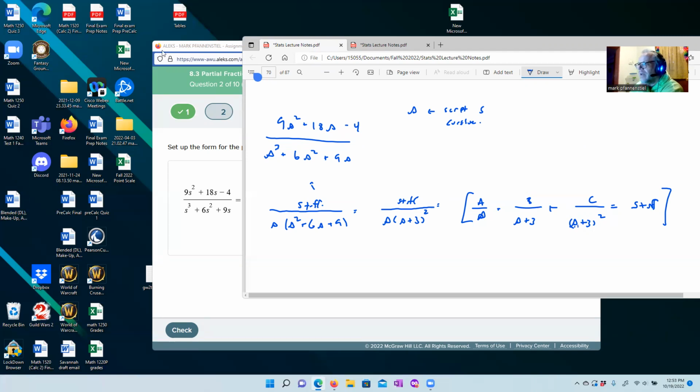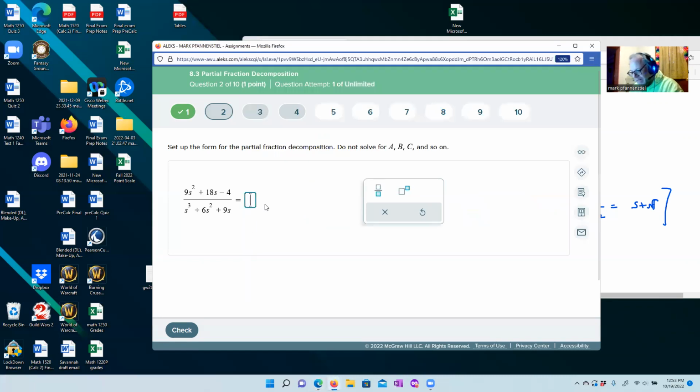Okay, so let's go ahead and have them check this for us. So this is going to be A over s, plus B over s plus 3, and then plus C. You might think it's going to be a Bx plus 3, but it's not. Okay, it's still a linear term on the bottom. We have s plus 3 squared. Okay, and that's how we set those up.